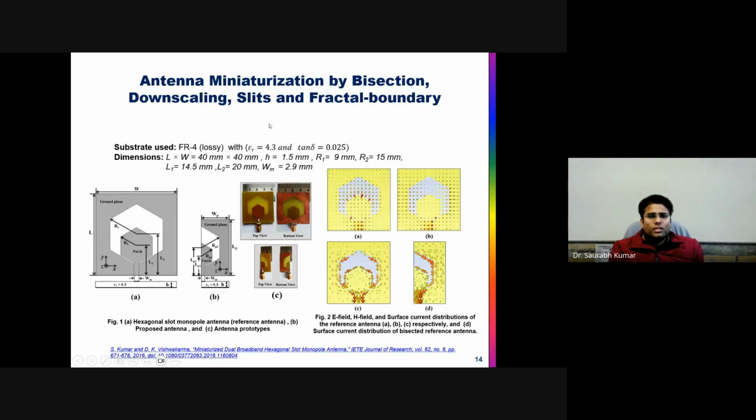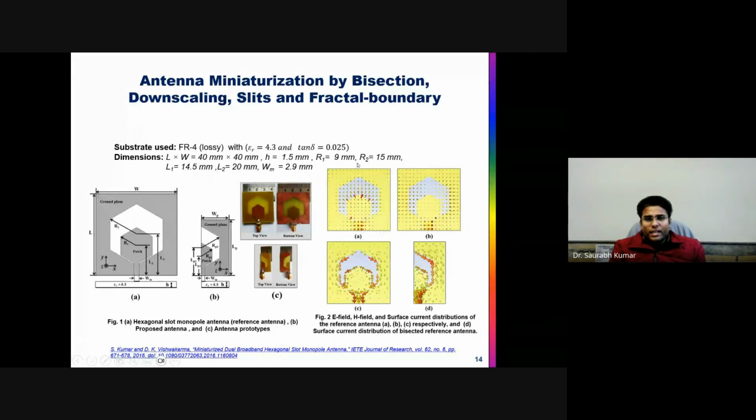It is coming from our group only, where this particular antenna is miniaturized by just cutting the antenna into half and scaling down this antenna. So this particular antenna you can find somewhere here. This is just the half and scaled version of the antenna. As you know, it is a monopole slotted antenna.